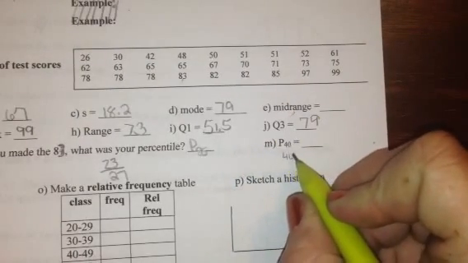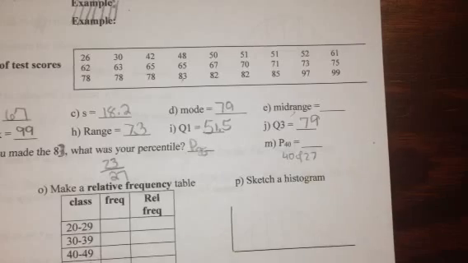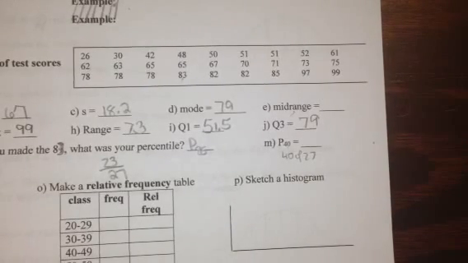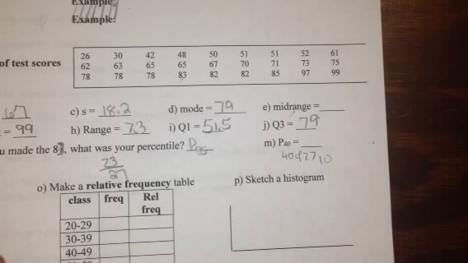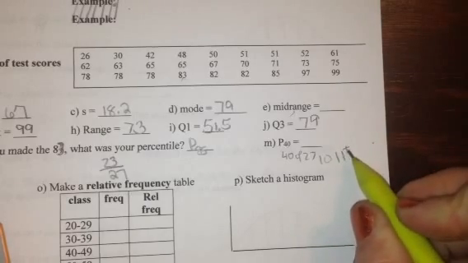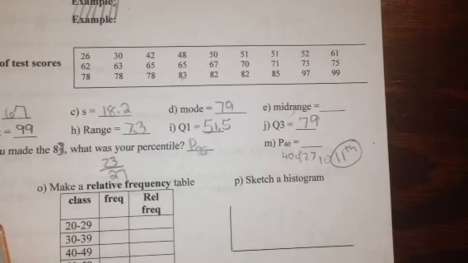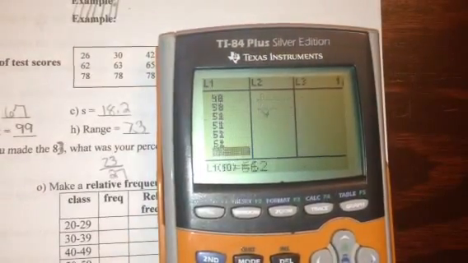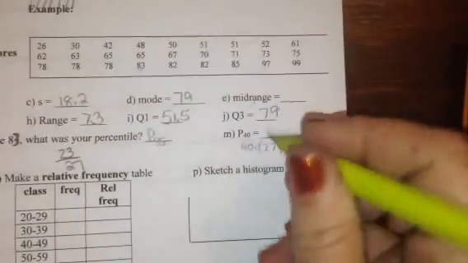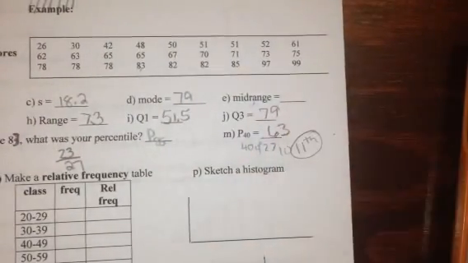And if you did better than 40%, then 40% of 27 would be 10.8, or 10. So you would look at the 11th number. So I go to the 11th number, that would be 63. Then your score would be a 63.